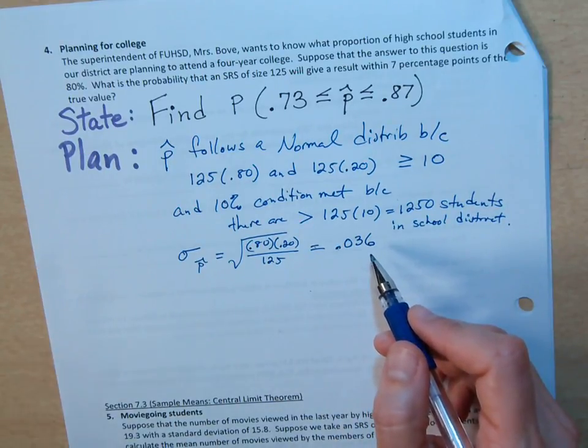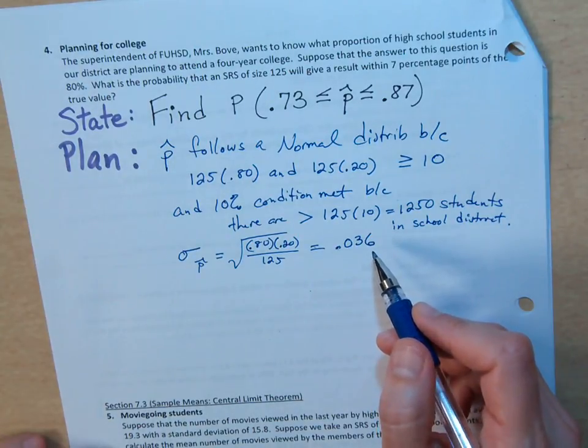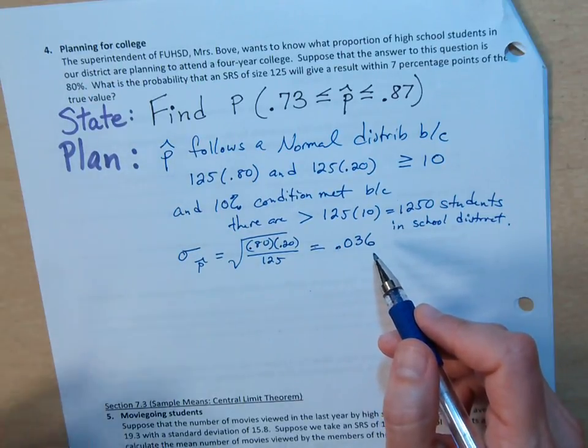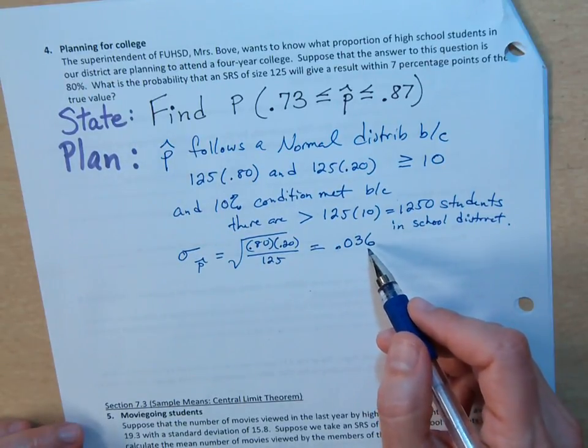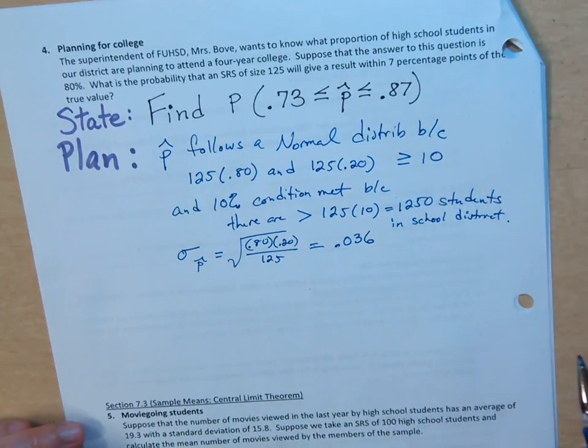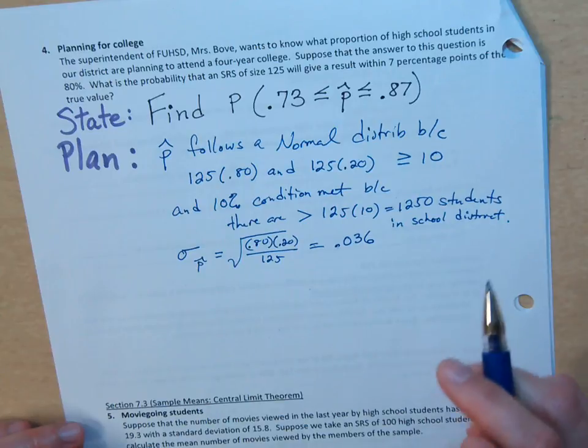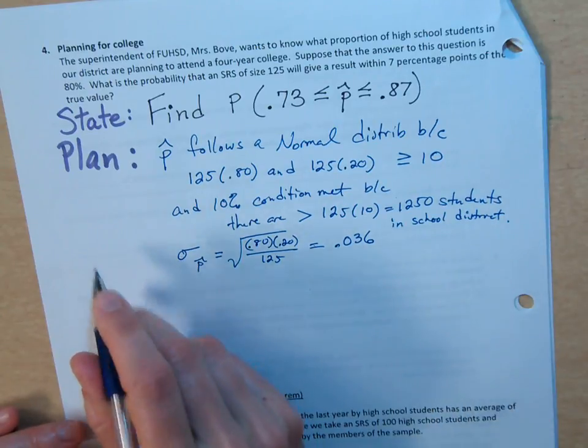So that's the standard deviation. On average, the values are 3.6% away from 80%. And since it follows a normal distribution, about 68% of the values are within 3.6%, but we want to know within 7%. So our answer should be a lot higher than 68%.